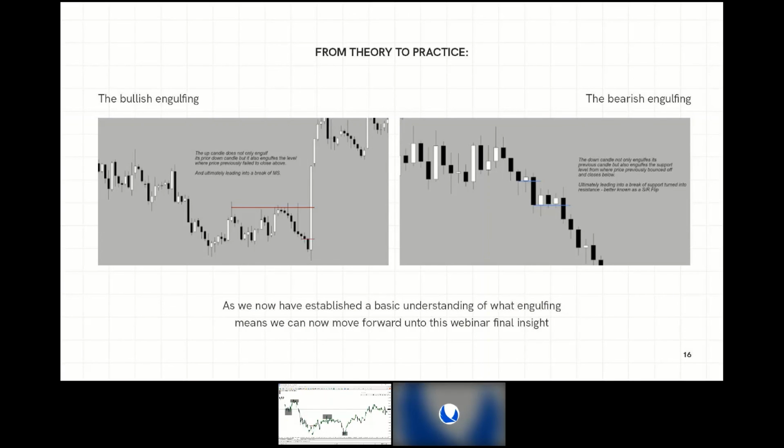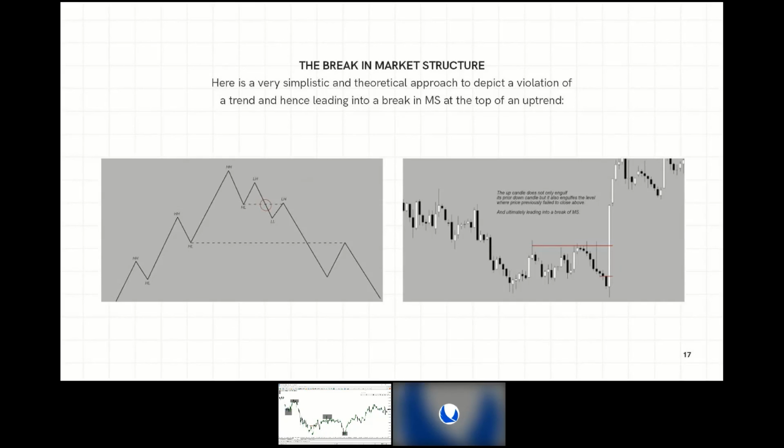Now that we've established the basic understanding of what engulfing means, we can move forward onto the webinar's final insights. The breaking market structure, as I said previously, here is a very simplistic and theoretical approach to depict a violation of a trend and hence leading into a break in market structure at the top of an uptrend.